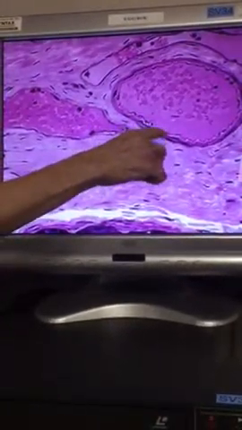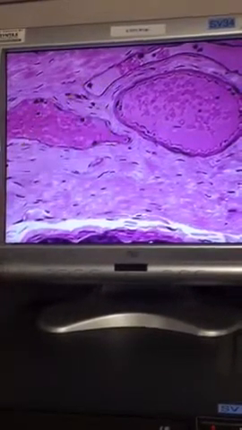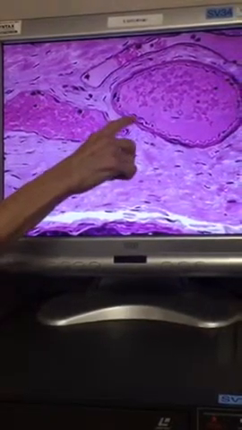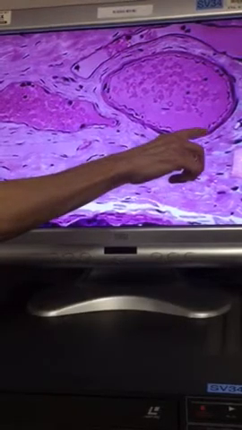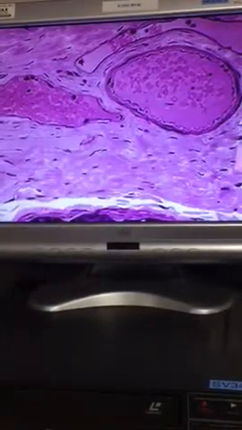The lining is kind of squiggly because this is an artery, this is a vein. It doesn't matter, but again, the lining is always going to be simple squamous. Okay, so that's what that is there, that innermost line that you see.